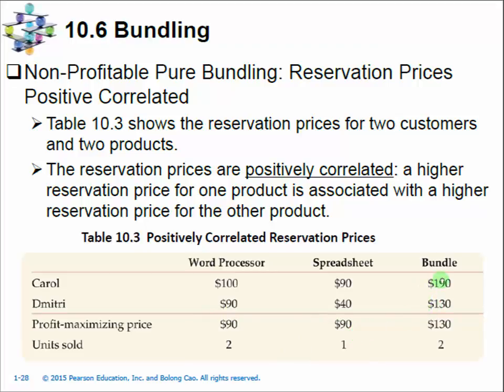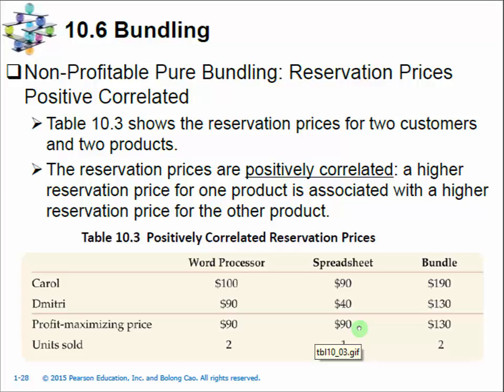Now, if we think about the combined reservation price, for Carol it's $190, for Dimitri it's $130. In this case, if we price the bundle at $190, we only get $190. But if we price the bundle at $130, we can sell 2 bundles and we bring in $260. So 260 is the highest possible producer surplus that we can generate from selling the bundle. But 260 is less than the 270 we get when we price the products separately.